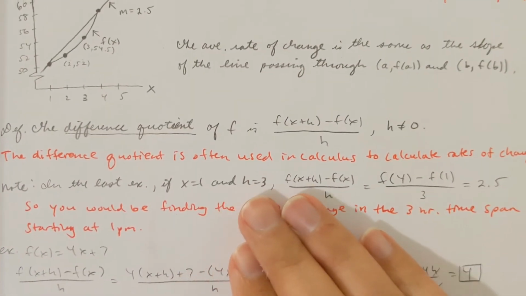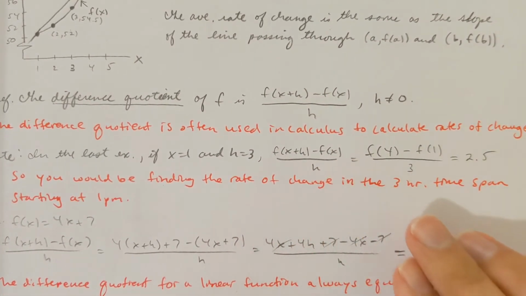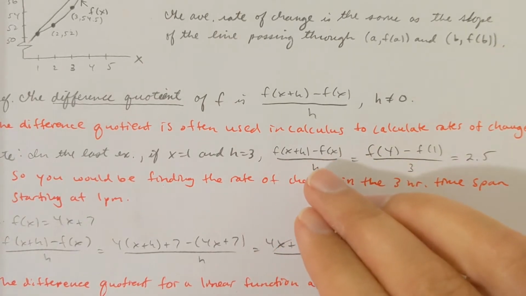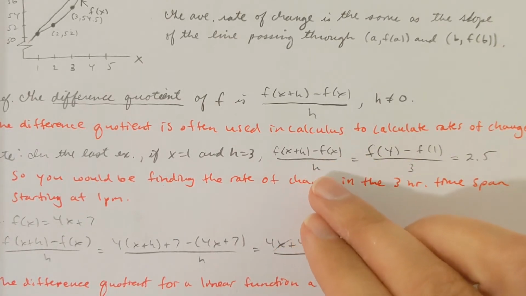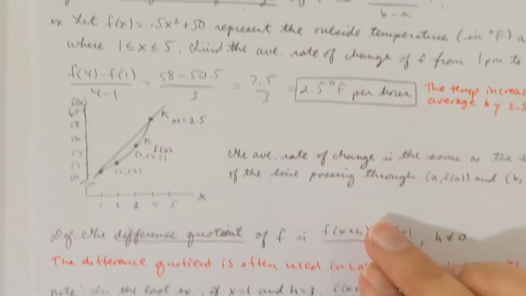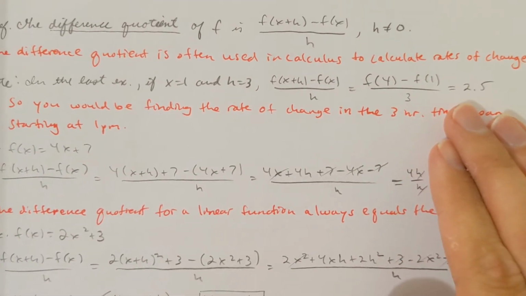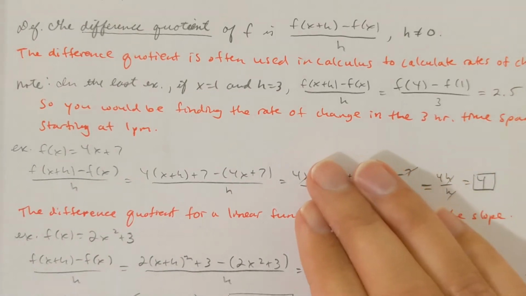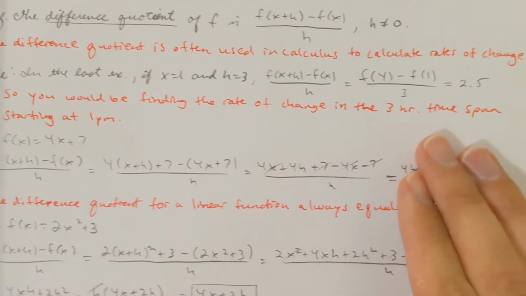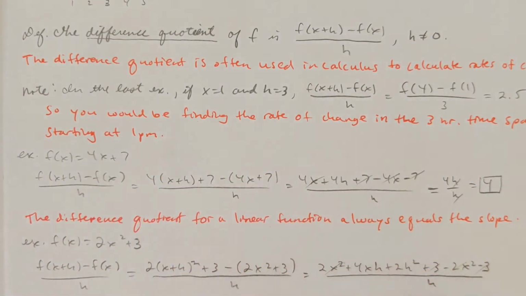And so in the last example, the one up here, if x is 1 and h is 3, we plug that into the difference quotient. X is 1 and h is 3. It looks like we have f of 4 minus f of 1 all over 3. That's 2.5. So you would be finding the rate of change in the 3-hour time span starting at 1 p.m. in that particular problem.